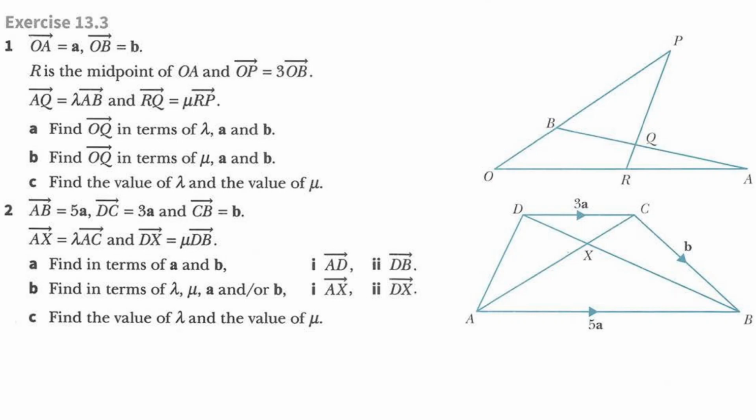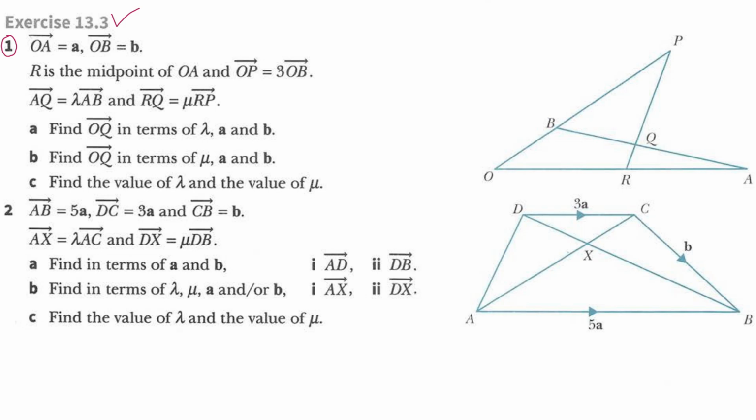In my vector tutorial, at this stage we are solving exercise 13.3. It's a Cambridge admit book. Question number 1 I am trying to show you. The information written here: OA equals A, OB equals B, and a diagram is also given on the right side.